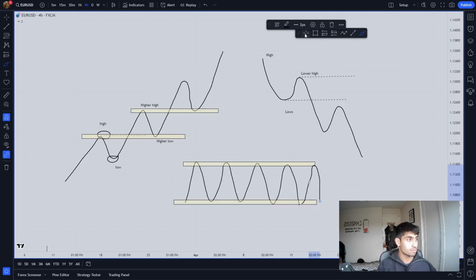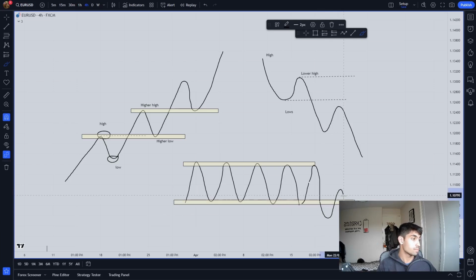And sometimes, every now and then, prices break these support and resistance. They don't always hold true. And sometimes price might go below it and then come back up again.